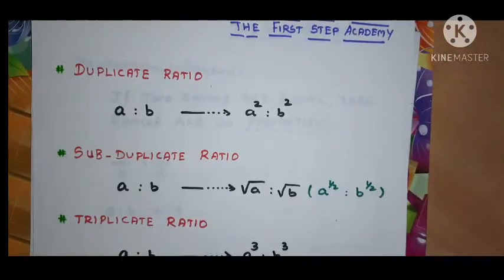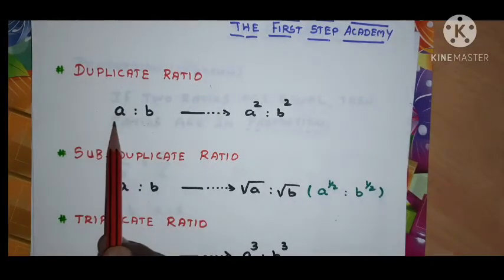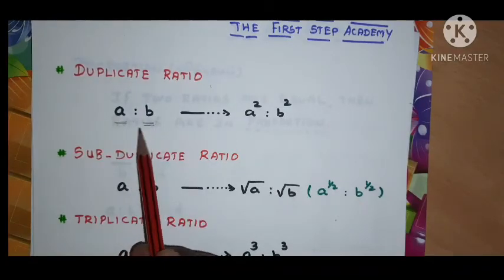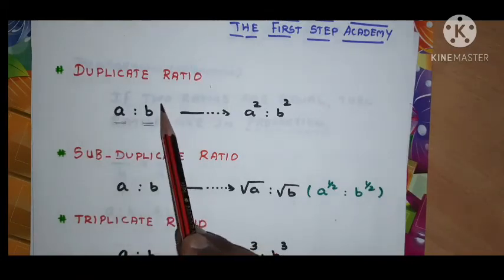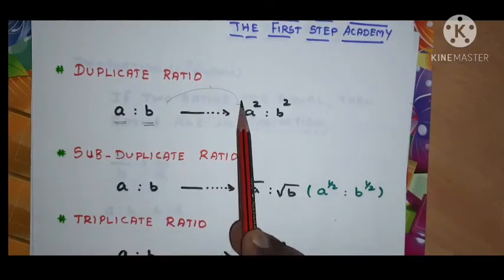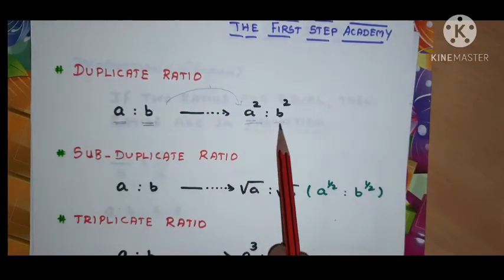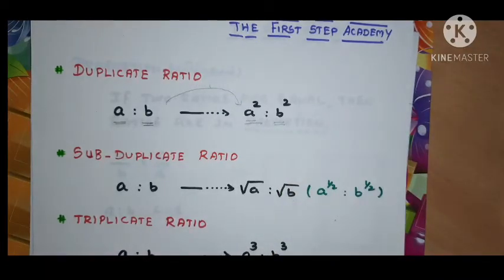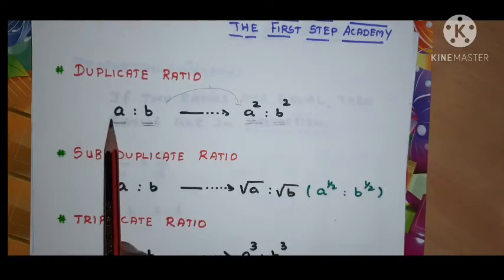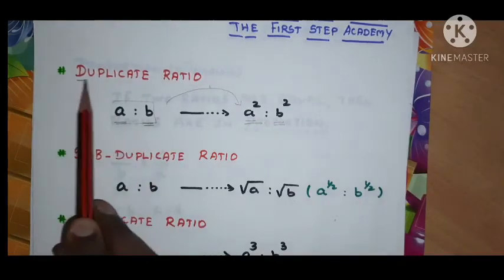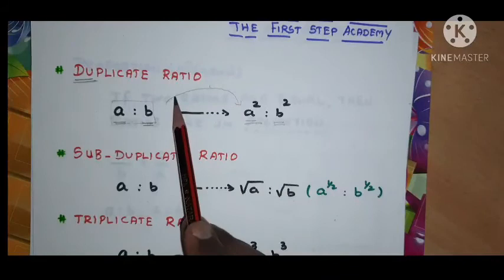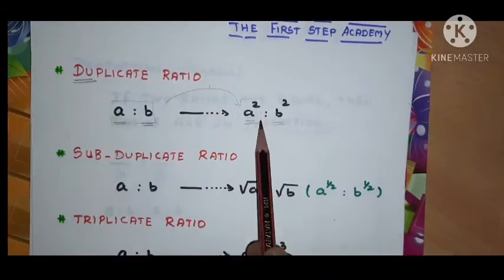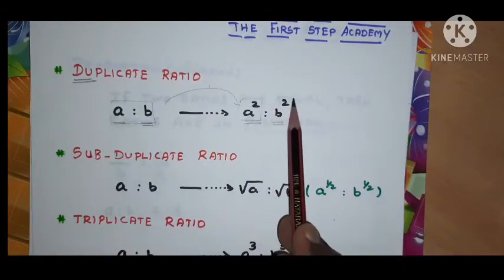The first one is called duplicate ratio. If a ratio is given as A is to B, then its duplicate ratio can be expressed in the form called A square is to B square. If a ratio is given in the form A is to B, look at duplicate, the other one. Hence, the duplicate ratio can be expressed as A square is to B square.